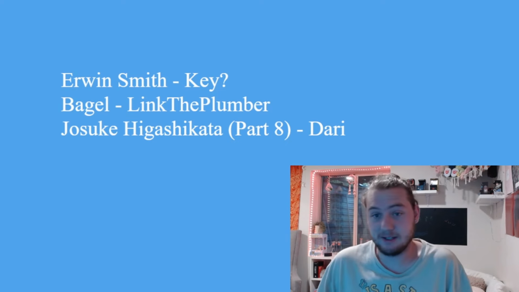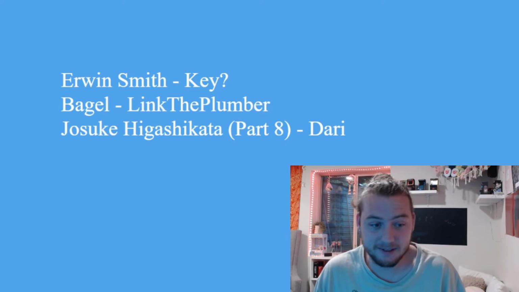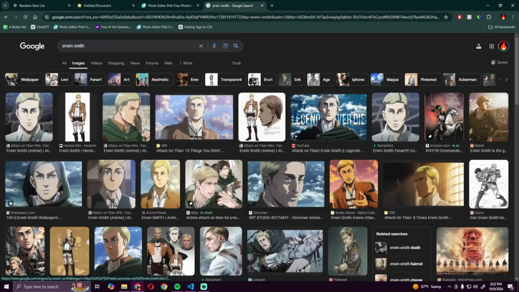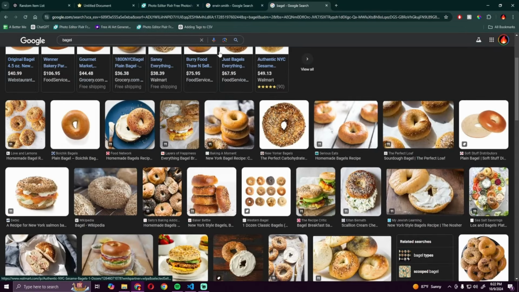And so, this is what we got. Let's see what we have. So we got Erwin Smith, an Attack on Titan character. I'm just going to leave this here. Alright, we also got a bagel from Link the Plumber. I'm going to leave this here.